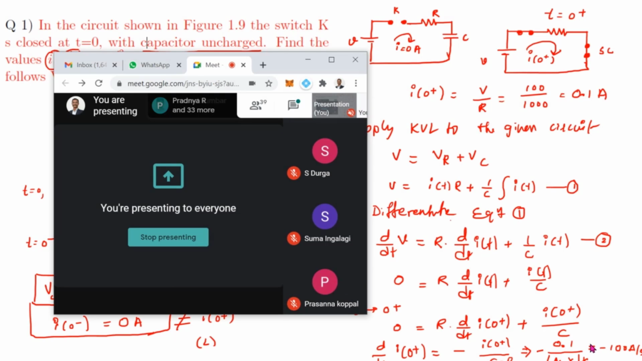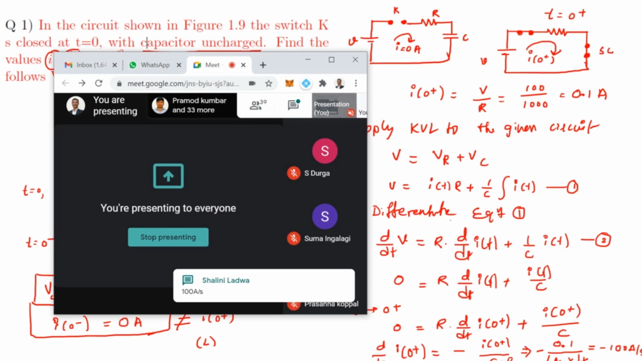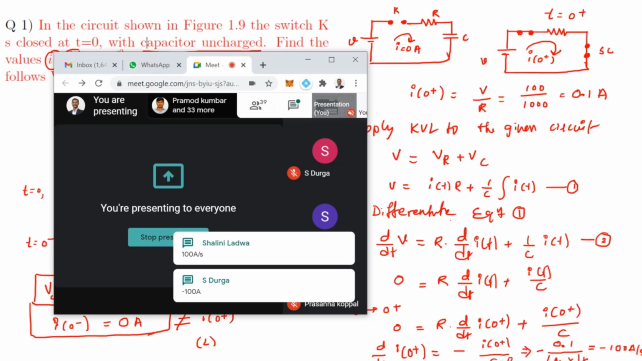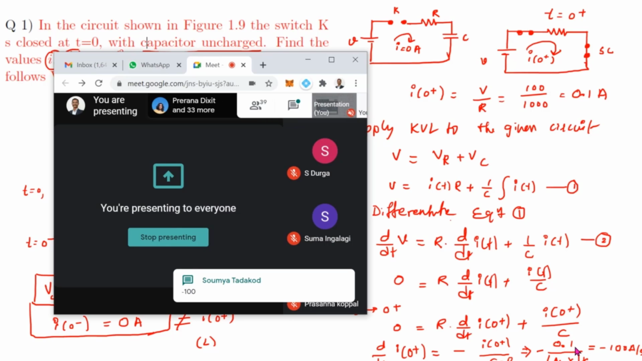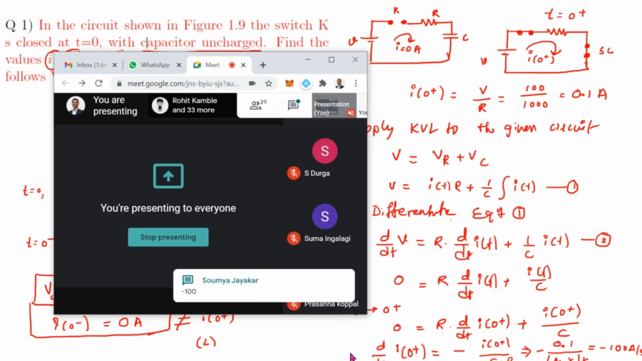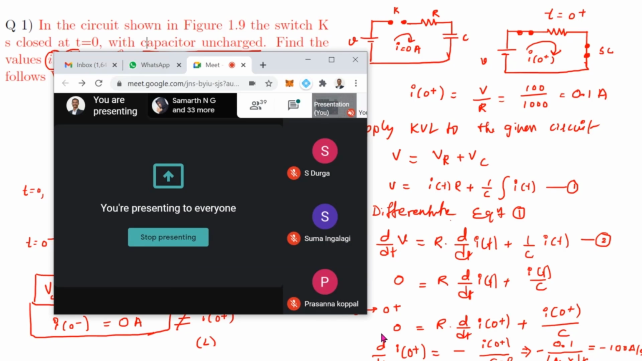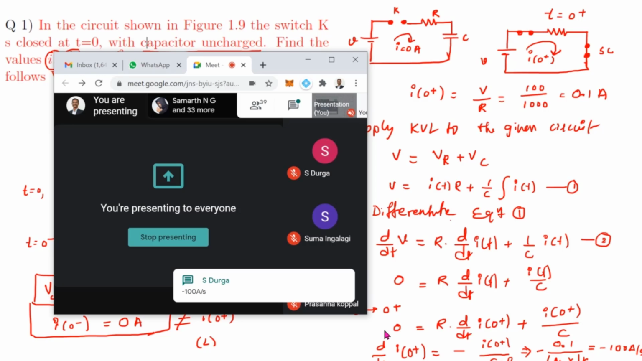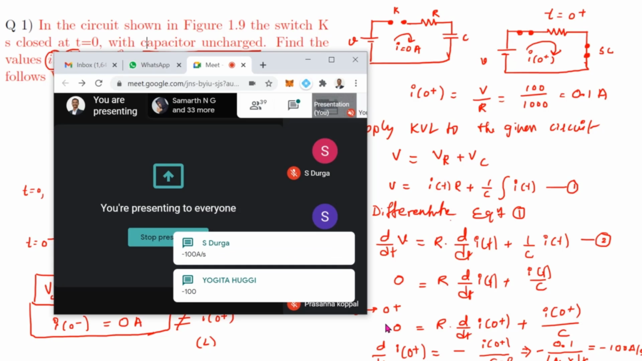Is that okay? It is a simple thing here. 1 micro into 1K will be 1 milli. 1 divided by 1 milli is 1K. 1K into 0.1 is 100. So that is minus 100. The unit is, obviously it is current, amperes, but it is differentiated, so amperes per second. Alright? Good.